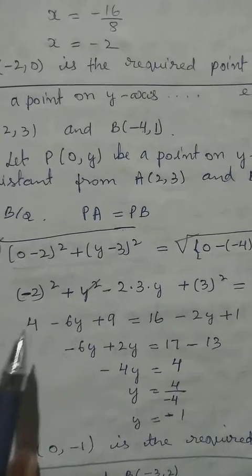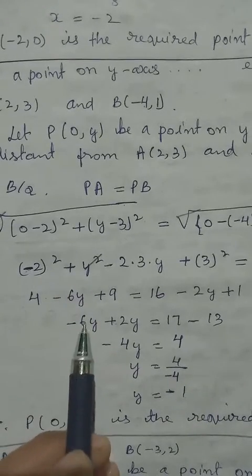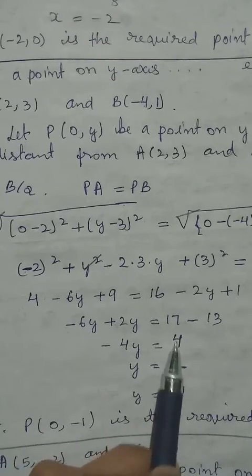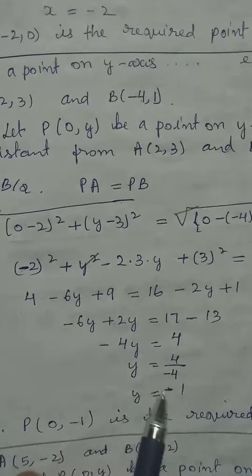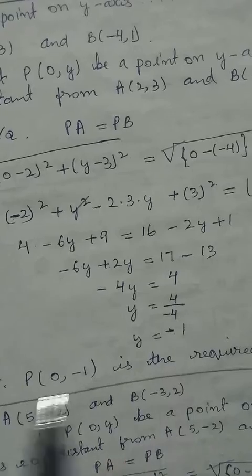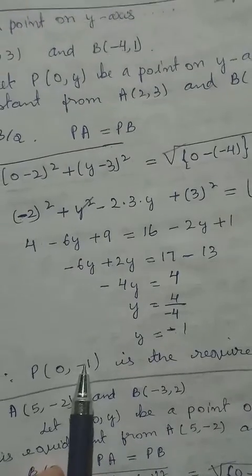1 plus 1 minus, we have to minus. So 6 minus 2 will be 4, minus is greater there also. So 4 divided by minus 4 equal to minus 1. So here we have to replace value of y. We get y equal minus 1. So P0, minus 1 is the required point.